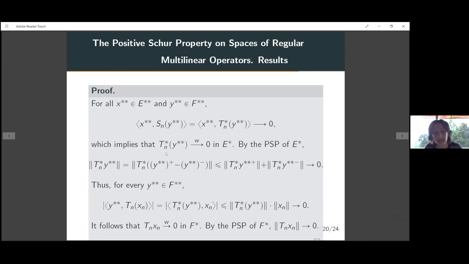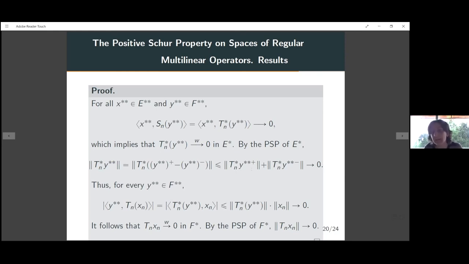Of course, if we had chosen the positive part of y double star, let's say some positive y double star plus, or any other positive element in the double dual of F, then this still holds, because this is the WOT property of the sequence of operators. This holds for y double star plus here. And hence we have that this sequence, Tn adjoint on y double star plus, goes weakly to zero. And now we have that this sequence is also positive, because we are talking about the positive Schur property.